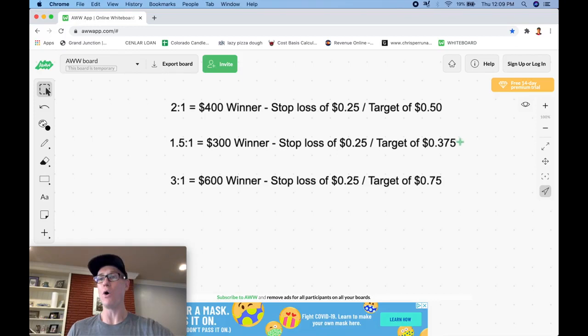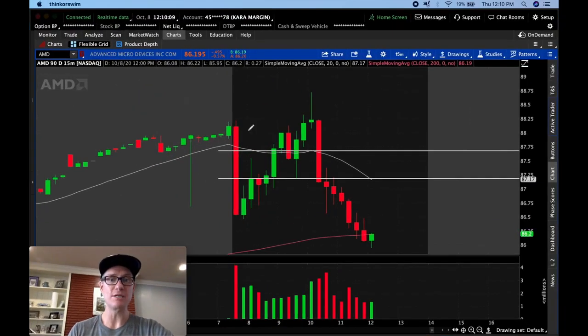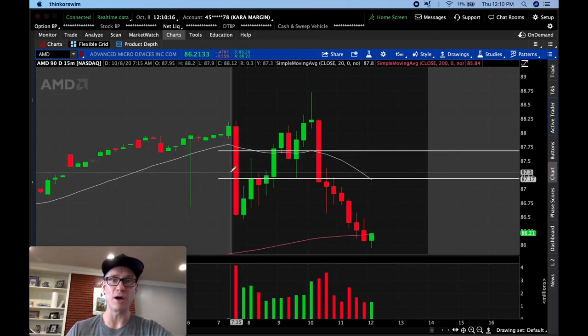So you say, okay, that seems logical because that's going to be reached easier, so the win rate's probably higher. And that's true. And that's where this math gets really interesting, because if we flip back over here, you can see 37.5 cents would have been down in this area. It definitely hit. So this would have paid out $300 on the 1.5 to 1 reward to risk ratio. But here's the catch. It only pays the $300, not $400.